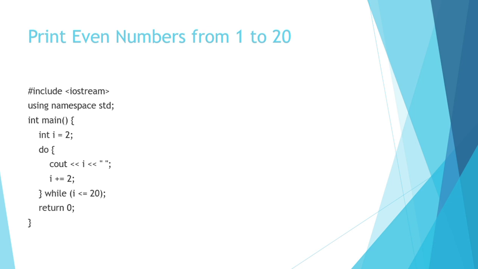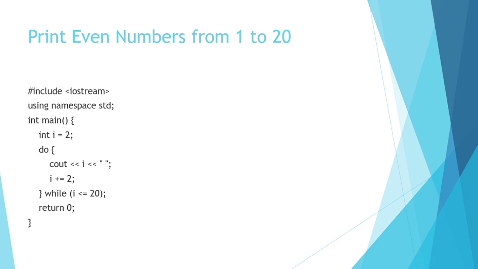cout << i. This line prints the current value of i followed by a space. Initially, i is 2, so it prints 2 and a space. After each iteration, the value of i increases by 2, as explained below, and the loop prints the updated value of i. i += 2. This statement increments the value of i by 2.